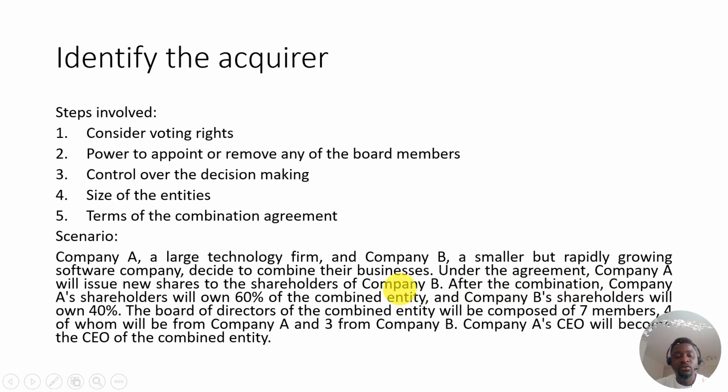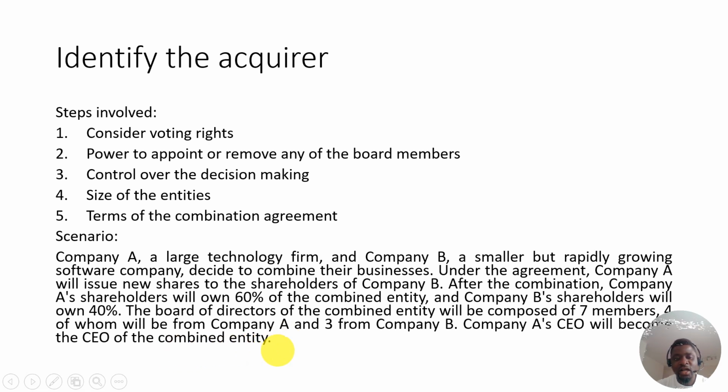After the combination, company A shareholders will own 60% of the combined entity. It's still tilting towards company A here. Company A shareholders own 60% of the combined entity, and company B shareholders will own 40%. The board of directors of the combined entity will be composed of 7 members, 4 of whom will be from company A. So this is another pointer that company A is the acquirer, and 3 from company B. Then company A CEO will become the CEO of the combined entity.